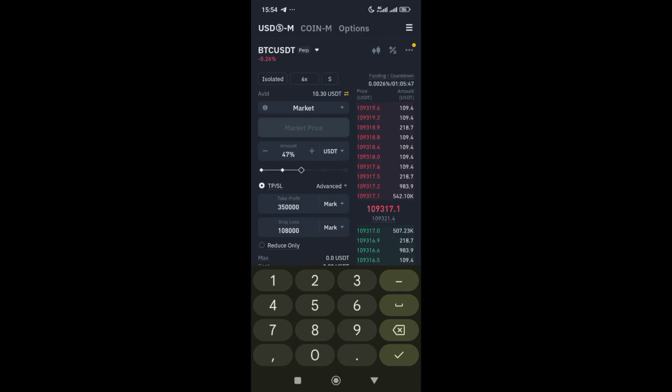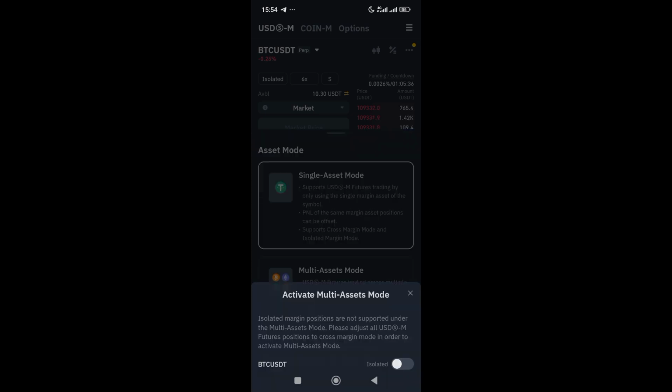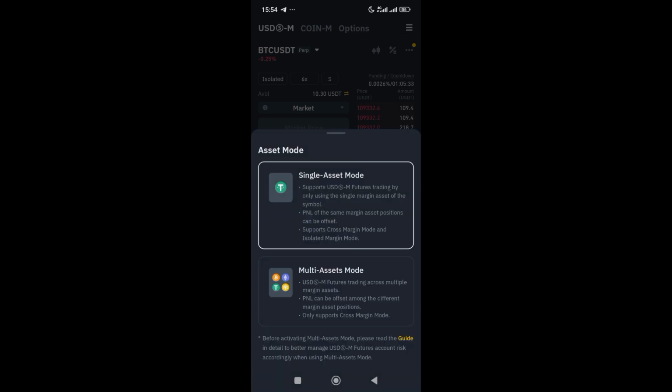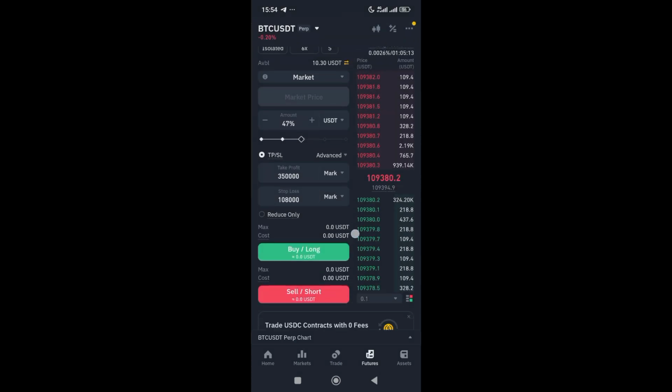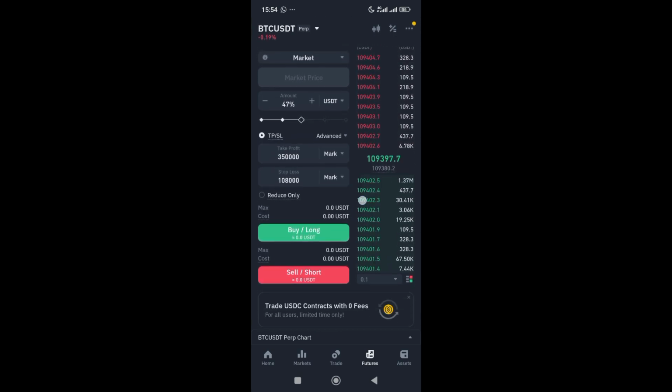Before I forget, there is something here, let me show you. Once you click on it, we have single asset mode and we have multiple asset mode. So make sure yours is on single asset mode. Because this single asset mode, if you read it, you see it supports both cross margin and isolated margin, and this multiple asset mode only supports cross margin. So I would advise you use single asset mode. Please don't forget, always check that. So now let's just click on buy, let's activate it.